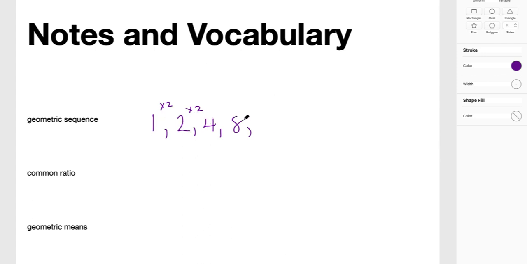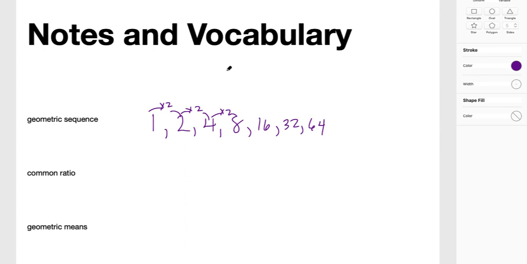And when I think about multiplying, if I keep going, this is going to be 16, this is going to be 32, this is going to be 64, yada yada. How can I determine what this value is? How do I figure it out just by looking at the sequence? I know I'm putting times 2 here, but how do I get the 2?